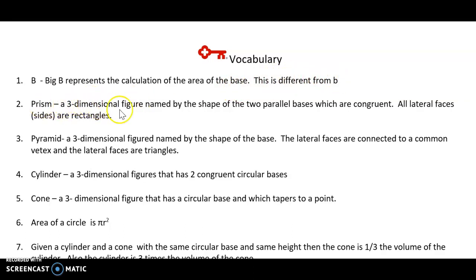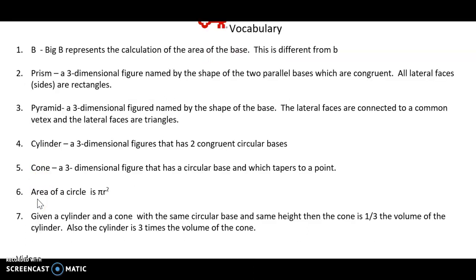A prism is a three-dimensional figure named by the shape of the two parallel bases, which are congruent, and all lateral faces, which are the sides, are rectangles. A pyramid is a three-dimensional figure named by the shape of the base. The lateral faces are connected to a common vertex, and lateral faces are triangles. Cylinder, a three-dimensional figure that has two congruent circular bases. Cone, a three-dimensional figure that has a circular base and tapers to a point.